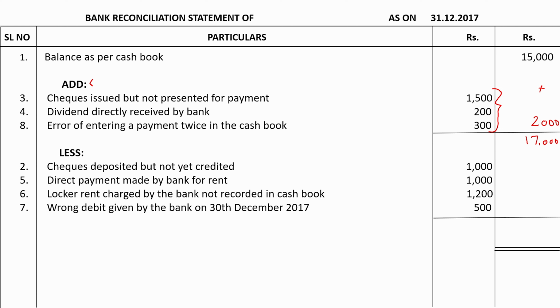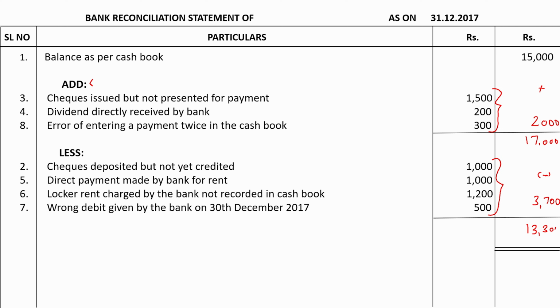Next step, we have to total up all these four items, all deduction items. It will be 3,700. What we have to do? We have to less. From 17,000, we less this 3,700, we get 13,300.